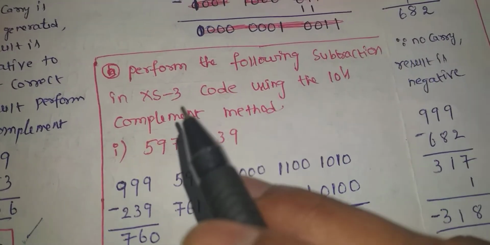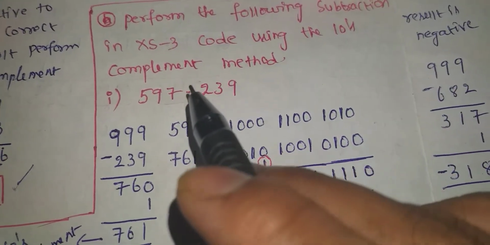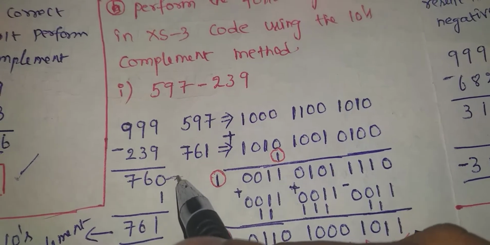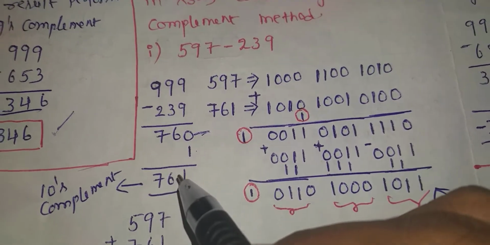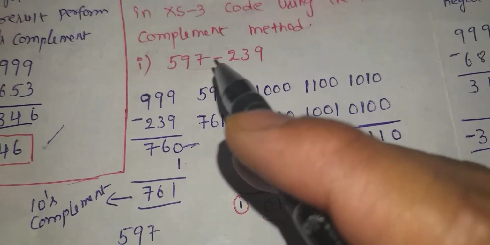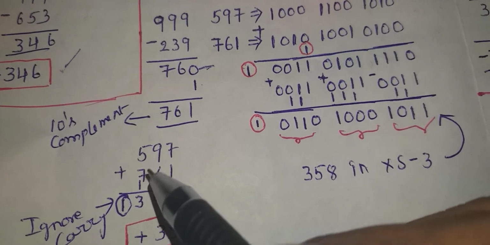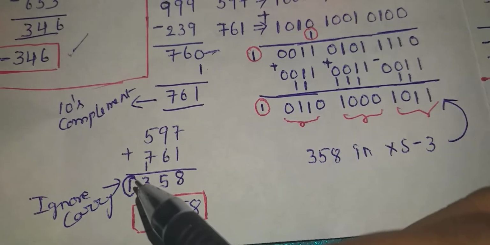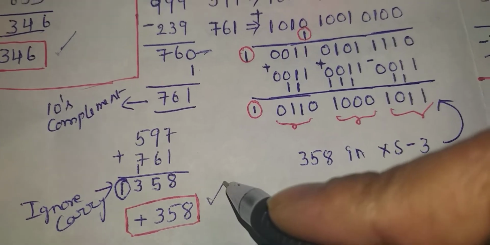Now, if you want, we will go back to the tens complement method. Perform the following subtraction in excess 3 code using the tens complement method. Now, take the tens complement of the subtrahend. Okay, this is the 9's complement. For the 9's complement, we have to add 1. Then it becomes the 10's complement, 761. Then add the 10's complement of the subtrahend to the minuend. Now, after adding, if you observe that 8 becomes 15, it becomes 13. Since carry is generated, the result is positive, but since it is the r's complement, that is the 10's complement, we have to ignore the carry, then it becomes plus 358.